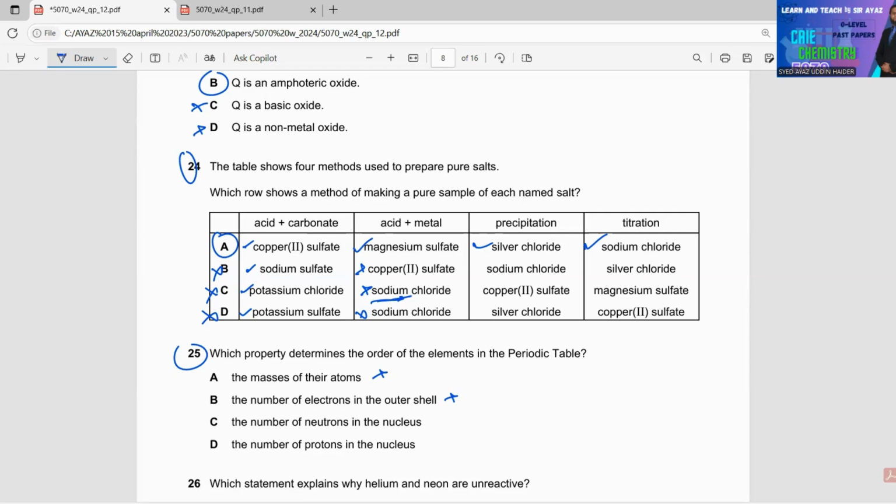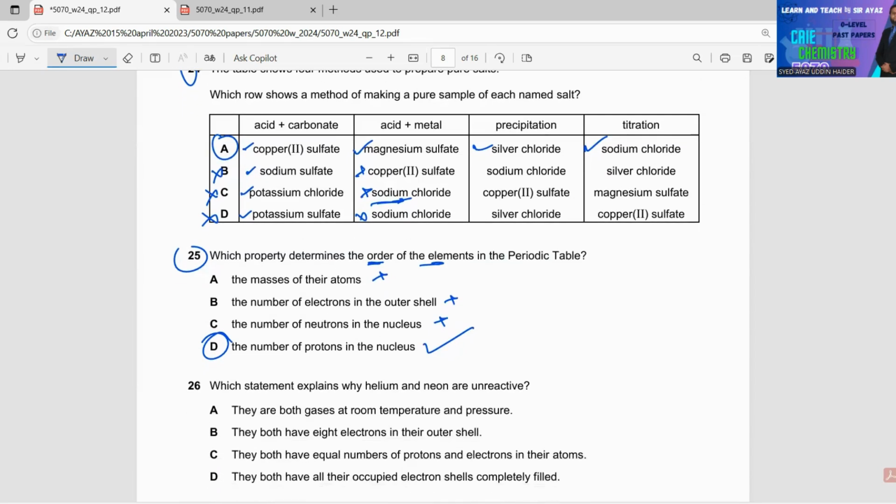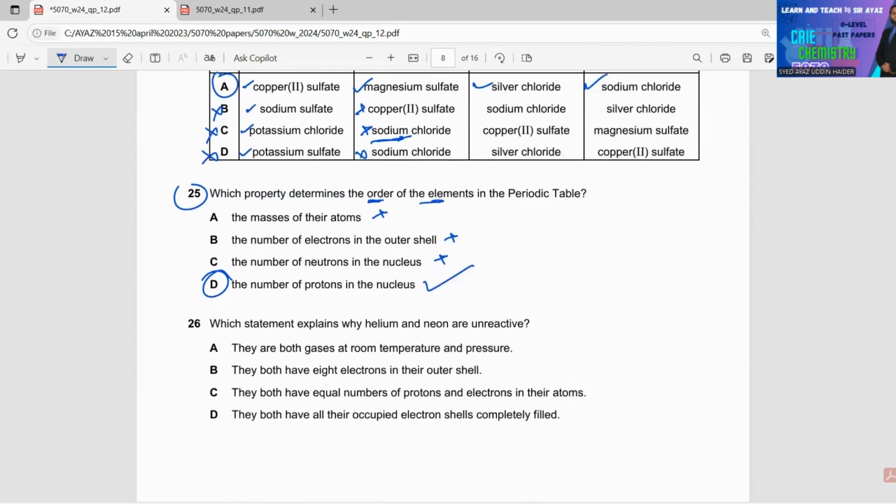C, the number of neutrons in the nucleus? No, this is wrong. The number of protons in the nucleus? This is correct. They are the number of protons, which determines the order in which the elements are placed in the periodic table. So D must be the right answer in this case.